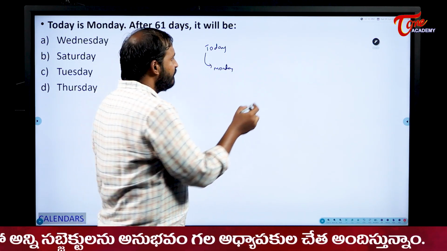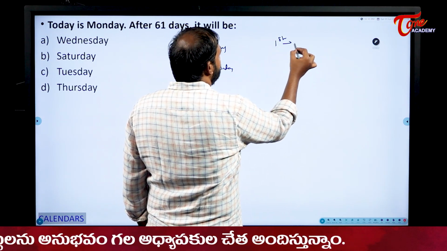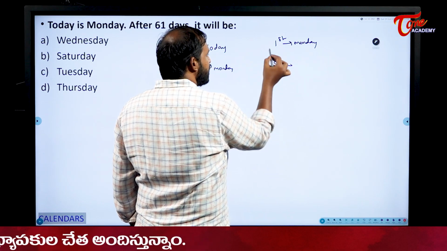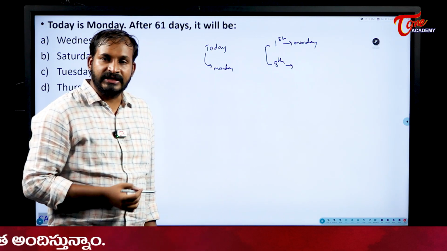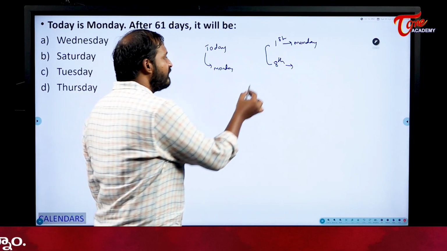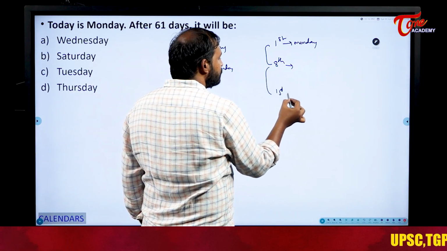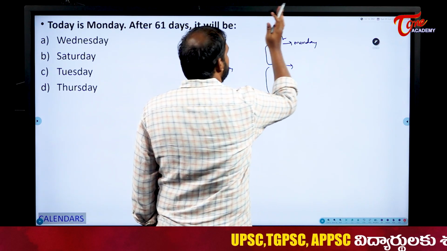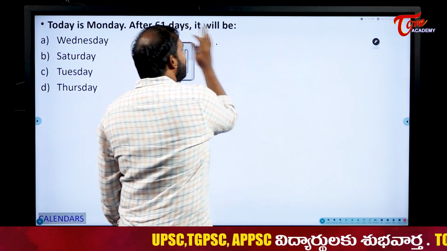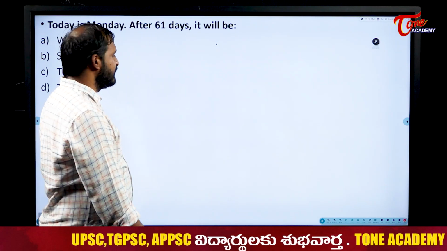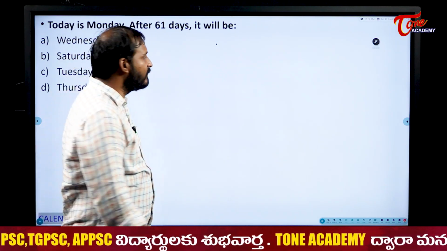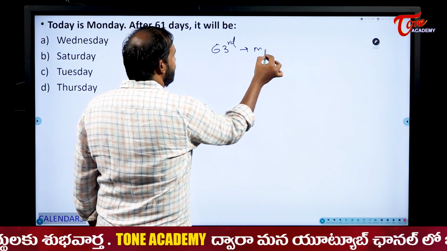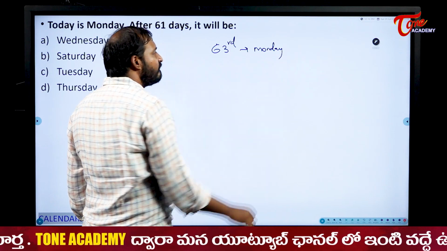For example, if first is a Monday, when we will have the next Monday? On 8th, right? This is after 7 days only. On 8th it will be once again Monday. Next Monday will be on 15th, and so on. So similarly, what will be the 63rd day? If today is Monday, a 7 multiple will become what? That is the 63rd day. It will be once again Monday.